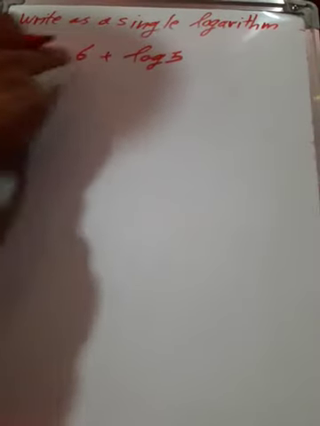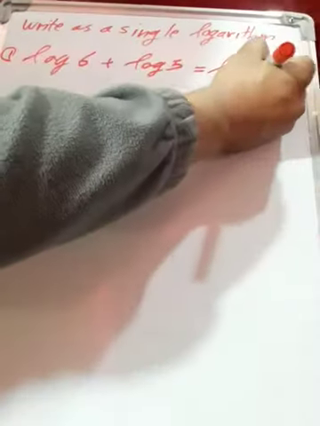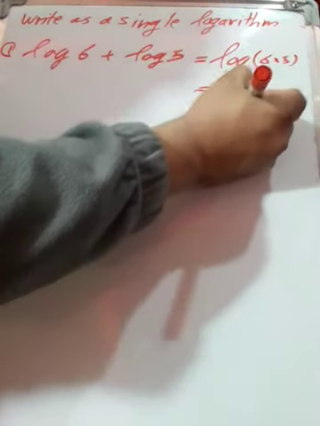The question says write as a single logarithm. I'll get what? Logarithm 6 plus logarithm 5. Okay. From the first law, if we have addition of two logarithms, we write it as a single logarithm by multiplying 6 by 5. 6 times 5. So we'll get logarithm 30.